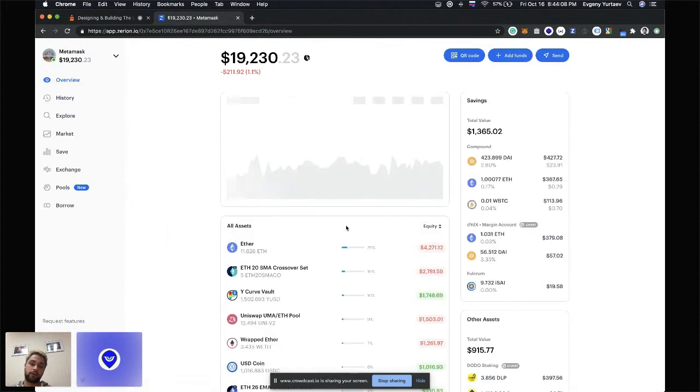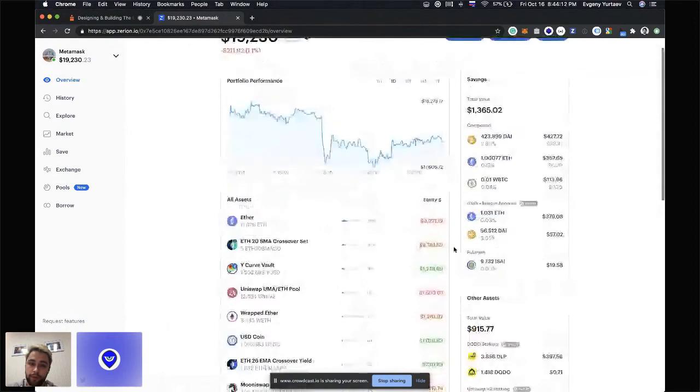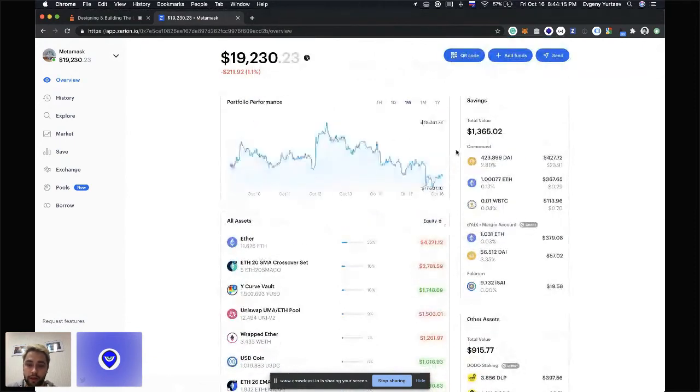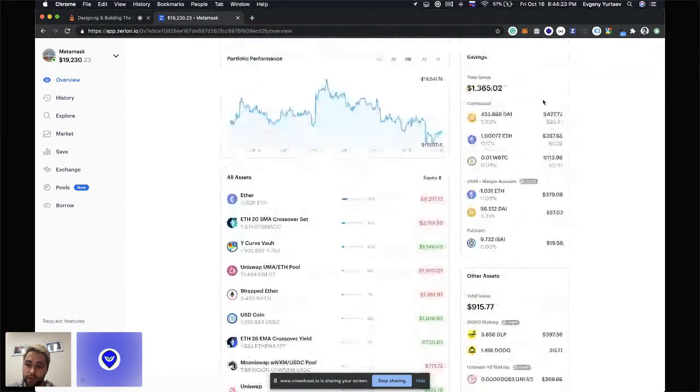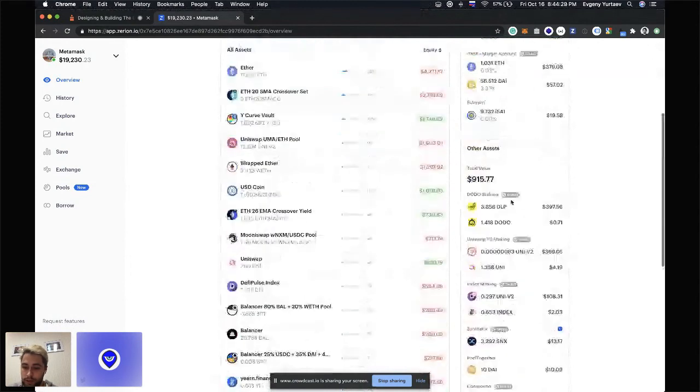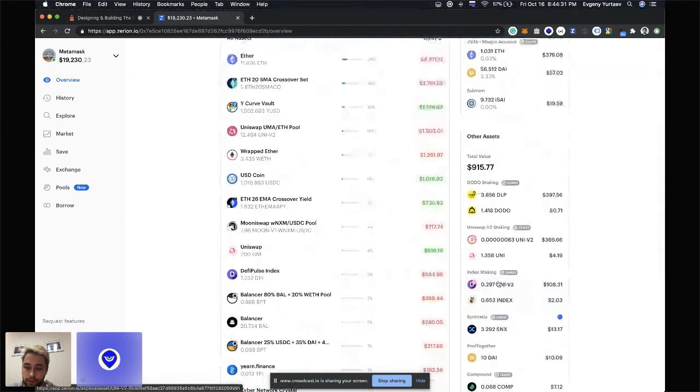So whenever the wallet is loaded, you would see something like this. It would show your portfolio performance over time, and you can see how your portfolio was doing. Here, you would see all of your different assets, and here you would see all of the deposits. For instance, this is the deposit on Compound that earns 2.8%. Here, you would see different staking opportunities. This is the Index staking, for instance, and here's the Dodo staking.